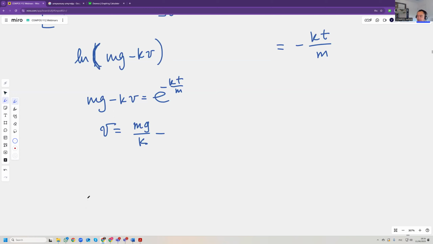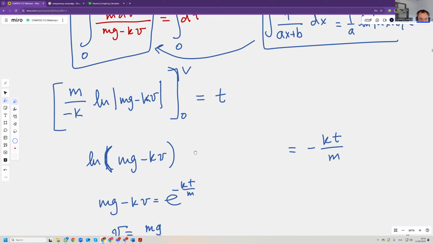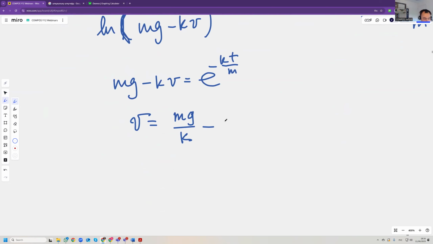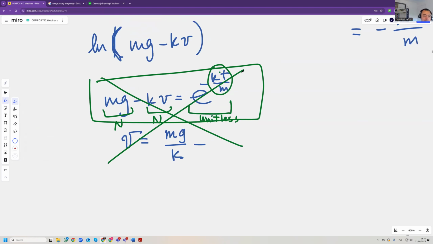The ln should be divided first. No, it's not about the ln. I was mistaken with my limits. So how did I notice the mistake? I noticed it because this value has no units, because this is a unitless quantity, and e to the power of this is unitless. And these have units. They clearly have units of newtons. Newtons and newtons. That means this equation is invalid. It's wrong. So that's how I know that I've made a mistake.